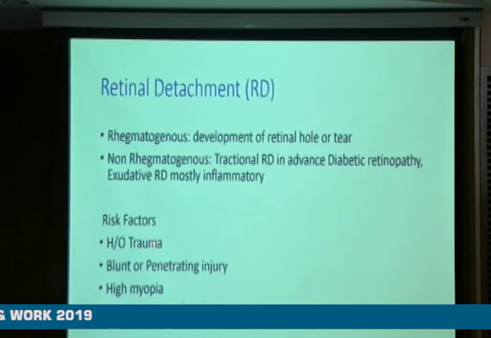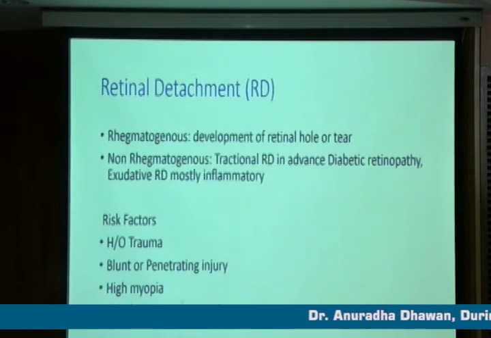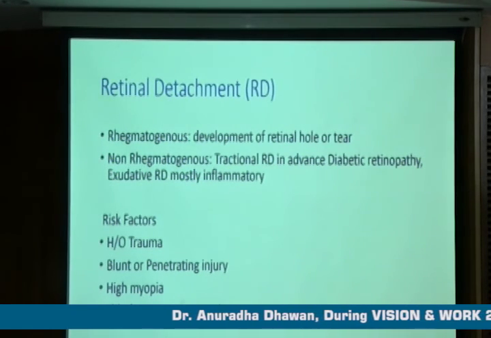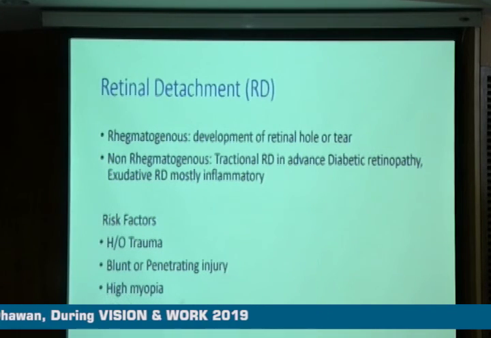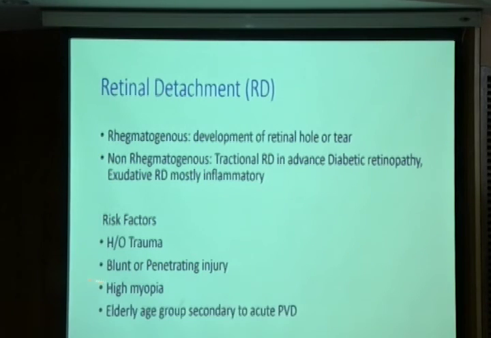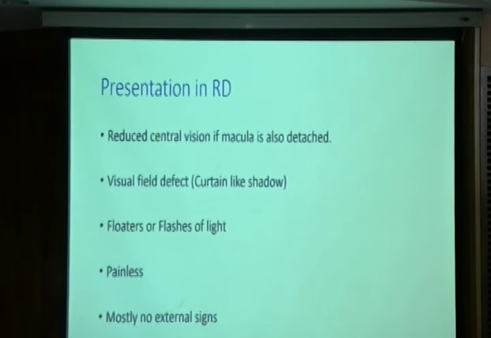So what are the risk factors? So trauma, occupational trauma can sometimes lead to retinal detachment. Sometimes the development of detachment may be delayed. The person suffered trauma 1 month prior, he is not having any problem, he developed a retinal hole which was undiagnosed, and now he is presenting with the retinal detachment. Blunt or penetrating injuries have high risk, high myopic patients, and in elderly age group secondary to acute PVD.